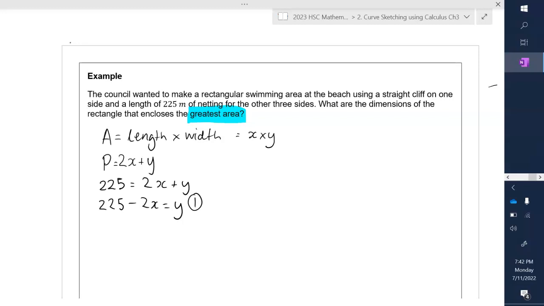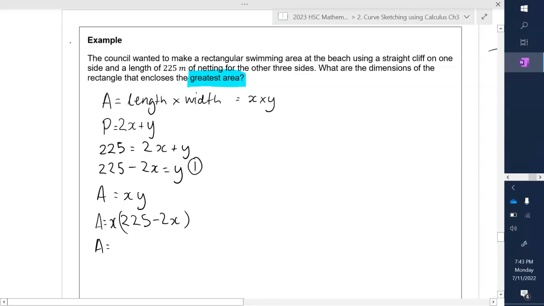Now I'm going to fix my area up here. So I've got my area is x times y, or xy. I've got a formula for y there. My y is 225 minus 2x, and I'm going to times that by my x. It's going to move my equals sign over a little bit. So my x is here, my y comes from here, and if I was to open that equation up, I'd have 225x minus 2x squared. Well, that's my factorized form. But I have a quadratic that I can work with now, okay?